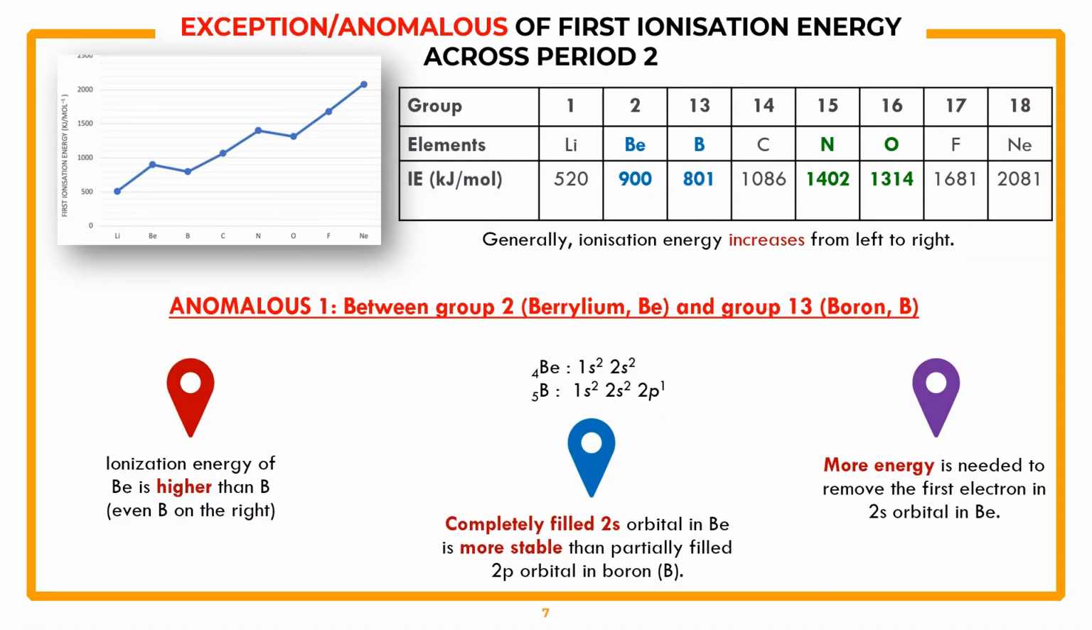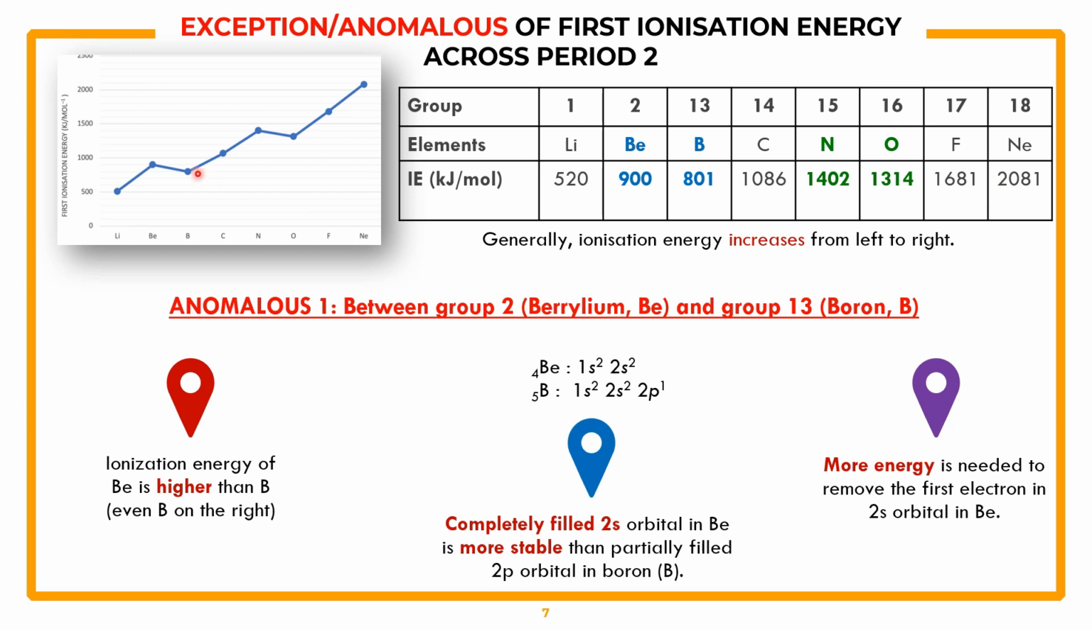Now, let us study the exception or anomalous of first ionization energy across period 2. In general, we can see that from lithium to neon, first ionization energy of this element will increase. You can see from the graph and also from the values of the first IE as well. Nilai first IE daripada lithium to neon increases.